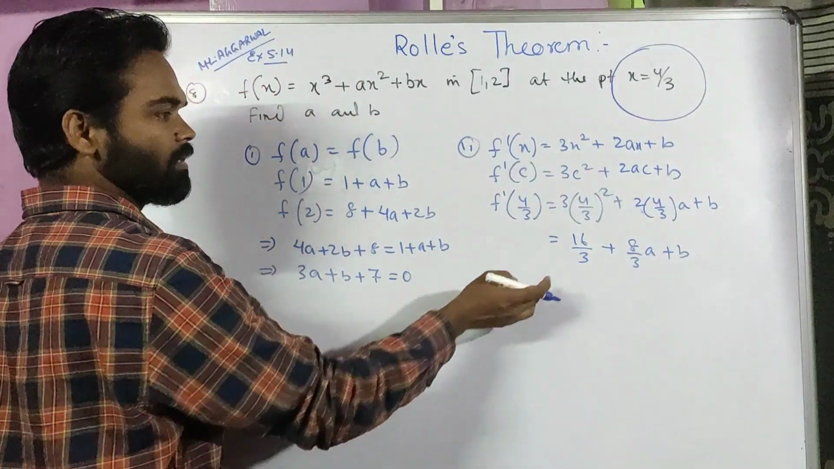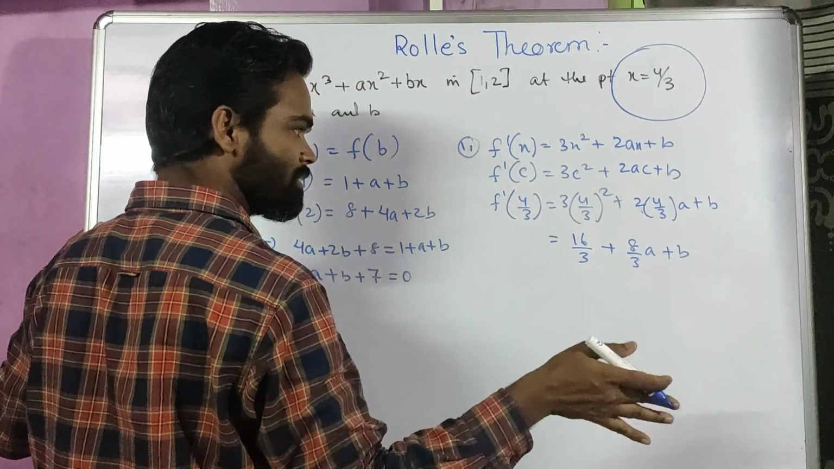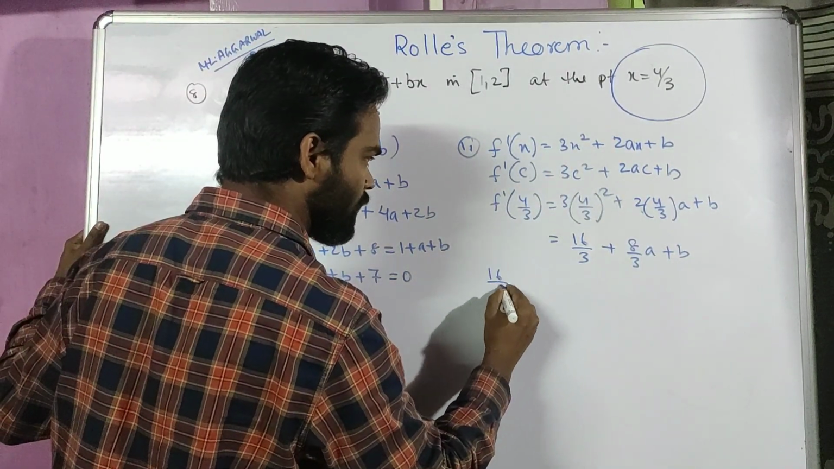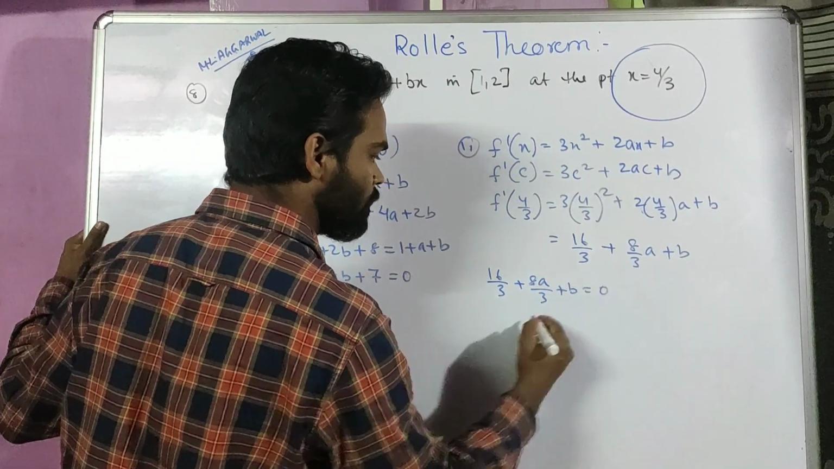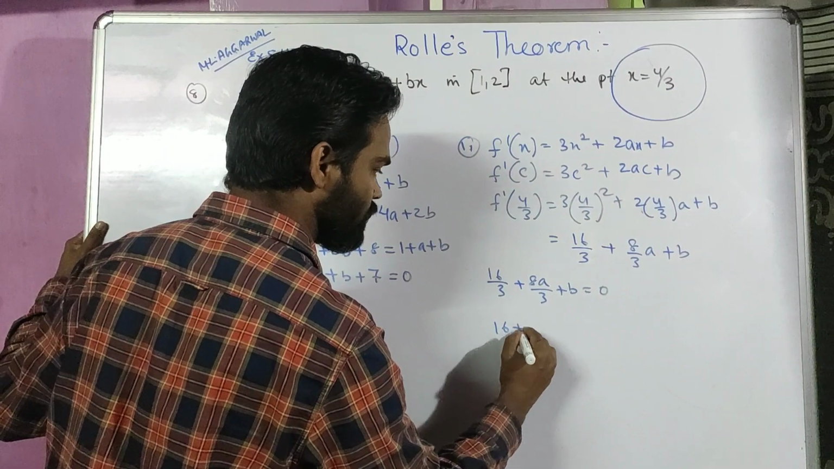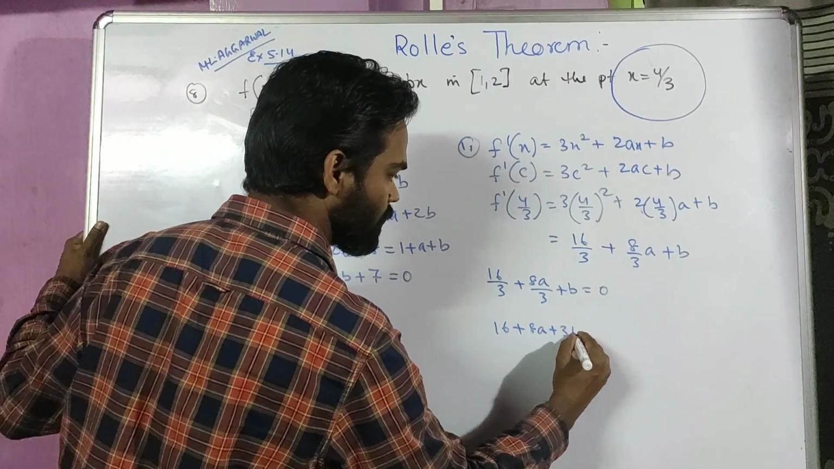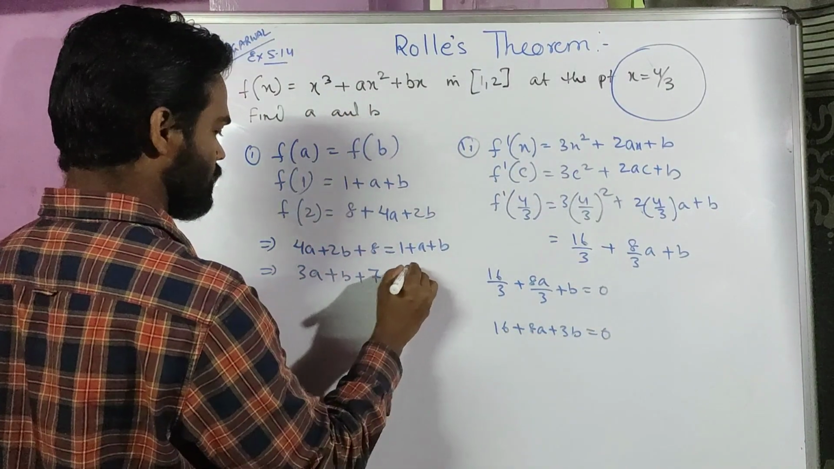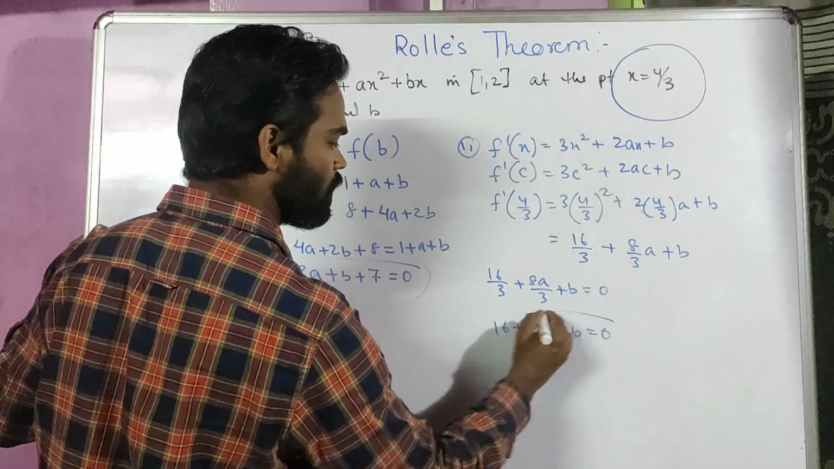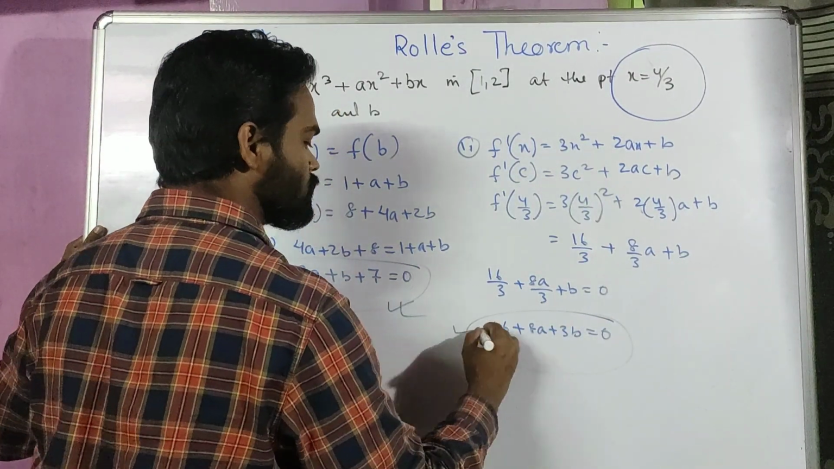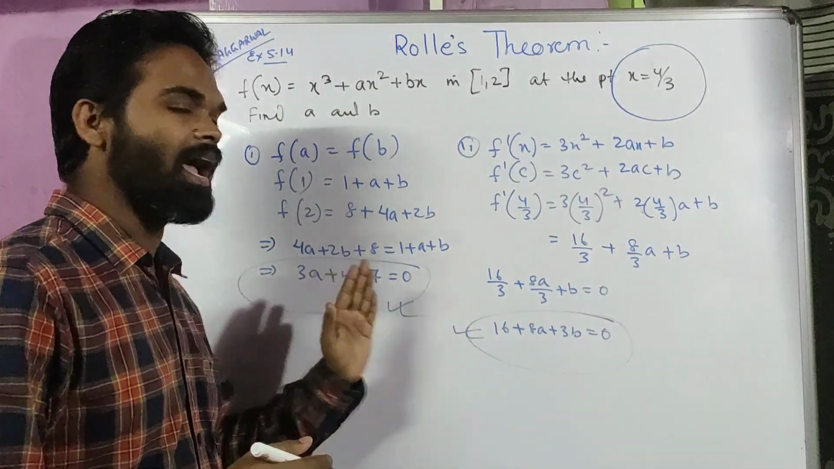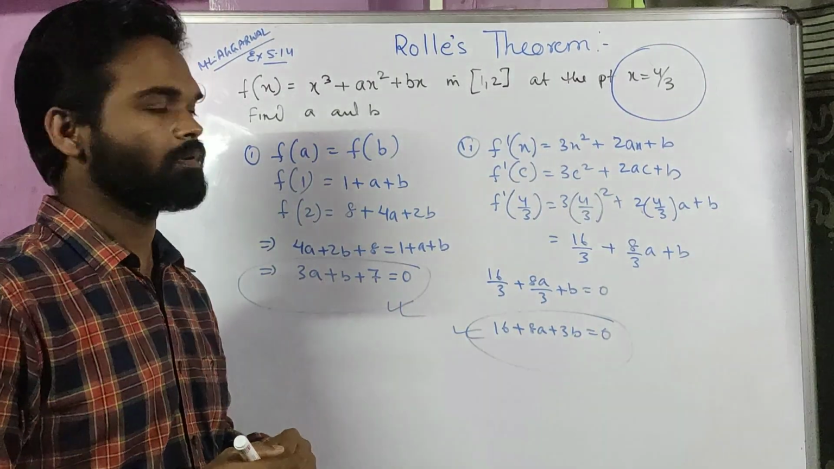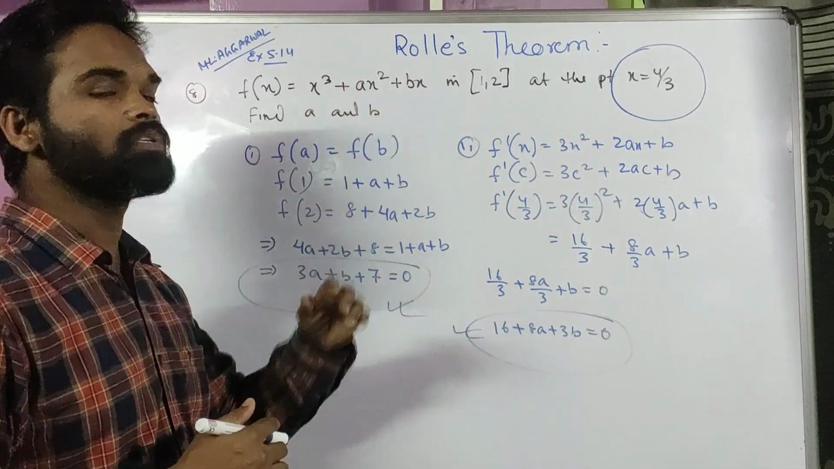Now we know that this has to be 0. f dash c is equal to 0, which means 16 by 3 plus 8a by 3 plus b equals 0, which means 16, if you take LCM, equals 0. Now look, we have two equations. You can solve them simultaneously and get a and b. Okay, so this was Rolle's theorem.